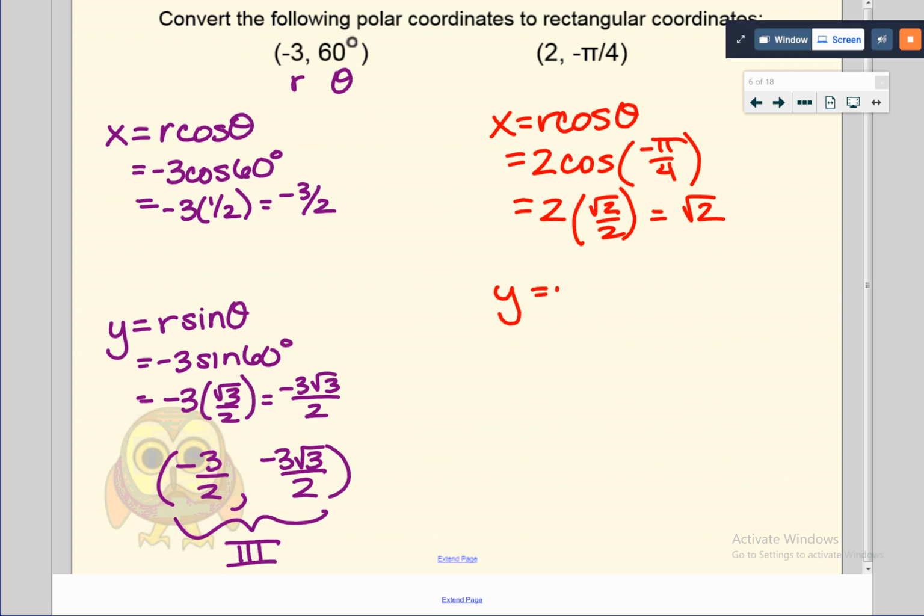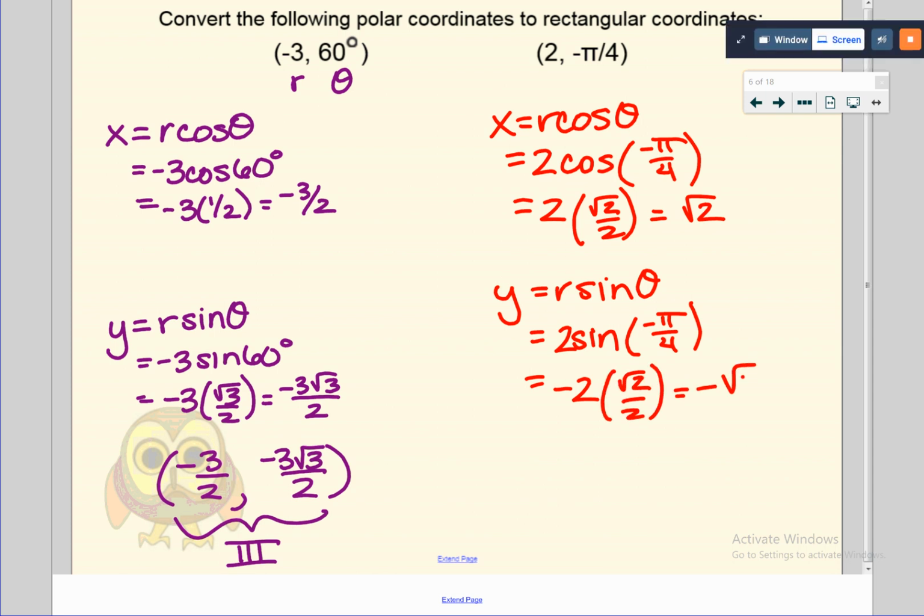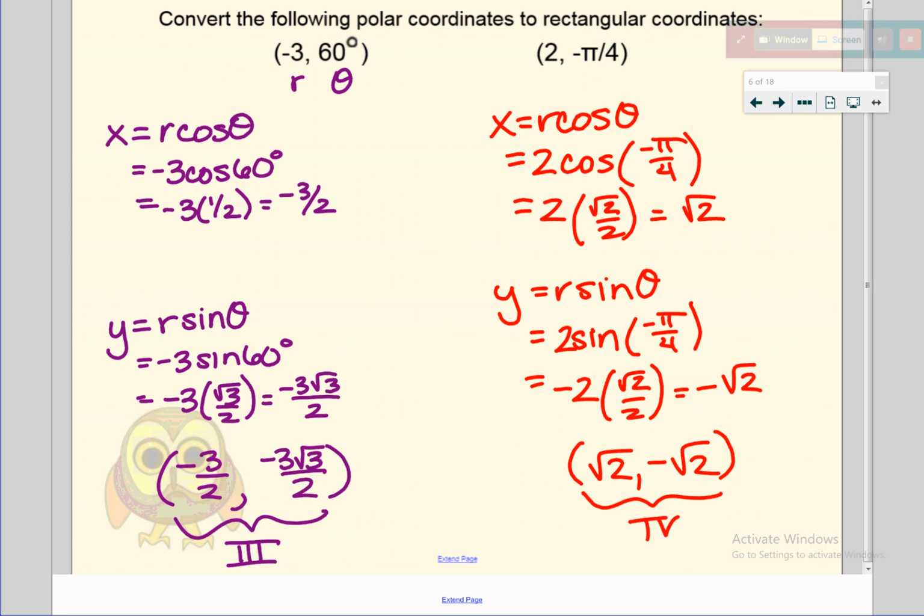And if I do r sine, I get 2 times the sine of negative pi over 4. Is sine even or odd? It's odd, so what do I do with that negative? If it's odd, I bring it out front. And then what's the sine of just positive pi over 4? Rad 2 over 2. The 2's cancel again, negative rad 2. Final answer is rad 2, negative rad 2. Both of these, if you graph them, would be in quadrant 4. So it's a quick little mental check that you can do to make sure you've done it correctly.